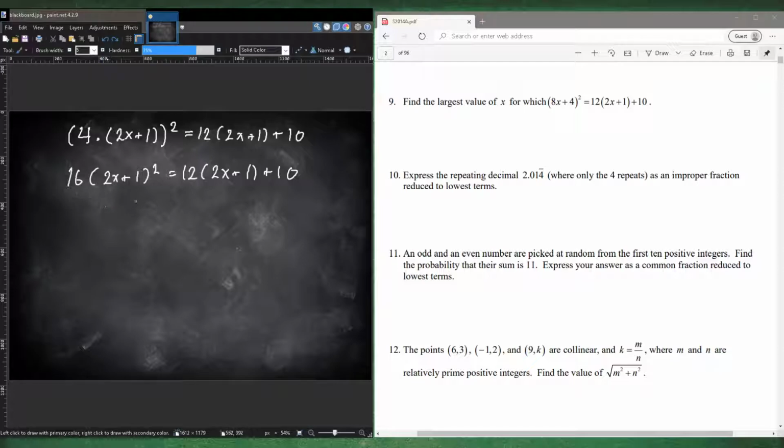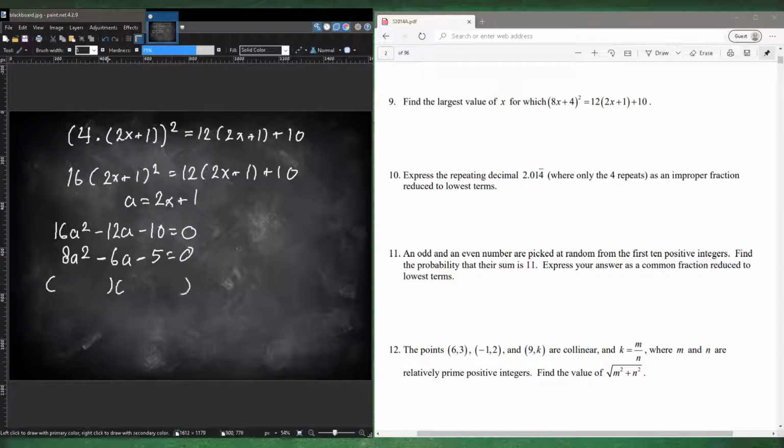So we could replace 2x plus 1 with a, and then we could find a, and then we go back to x. So then we have 16a squared. Move everything to one side, so minus 12a minus 10 equals 0. Simplify, and we get 8a squared minus 6a minus 5 equals 0.